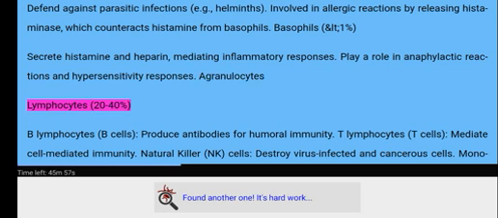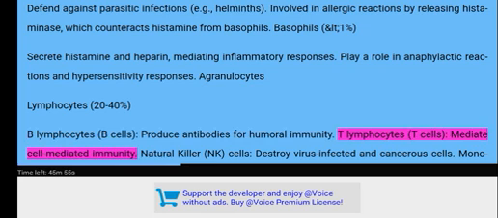Agranulocytes. Lymphocytes, 20-40%. B lymphocytes: B cells produce antibodies for humoral immunity. T lymphocytes: T cells mediate cell-mediated immunity. Natural killer, NK, cells destroy virus-infected and cancerous cells.